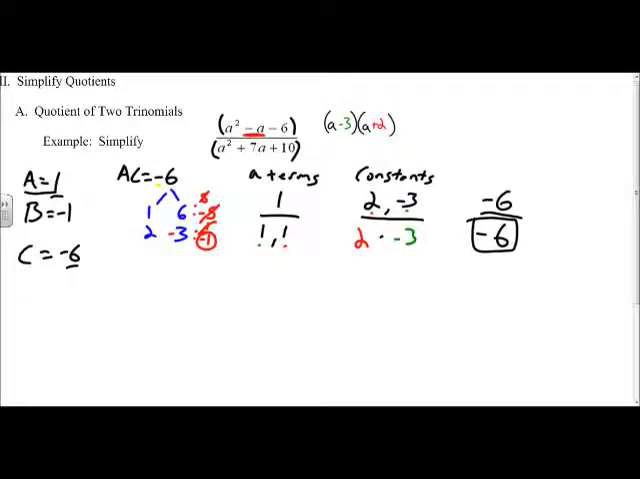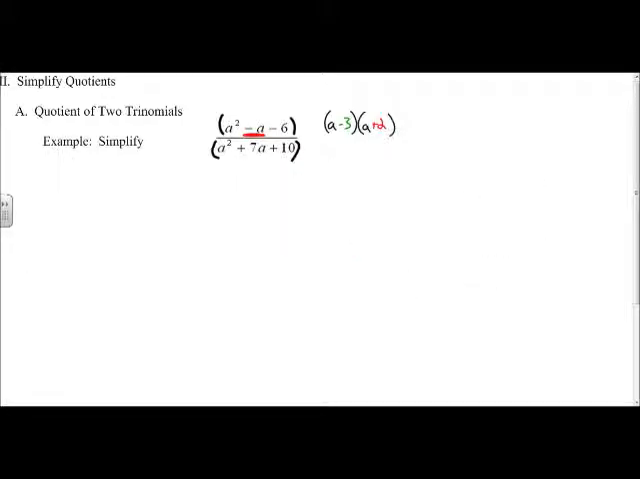So now that we have the factors of the top one, our numerator, we can set those aside, and we've grouped only the numerator. That's the first place to start. Now, we'll start all over. We'll use our AC method again, but this time on the denominator, in which case we have A, B, and C. A in this case is 1, B is 7, and C is 10.